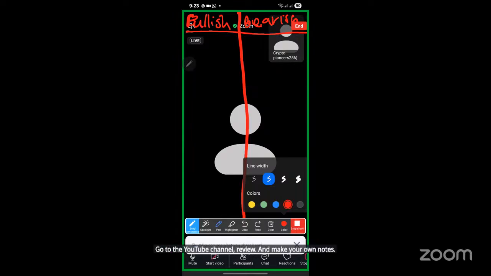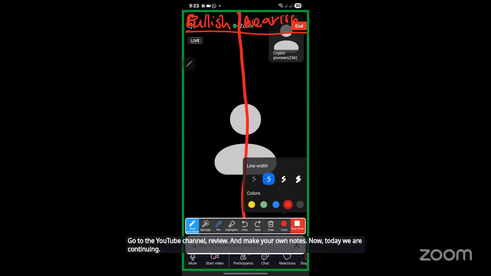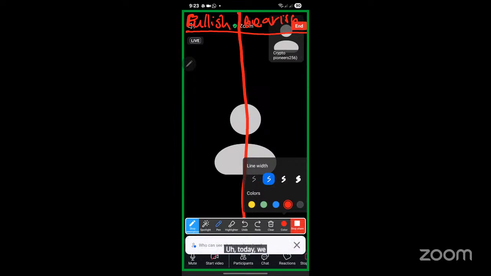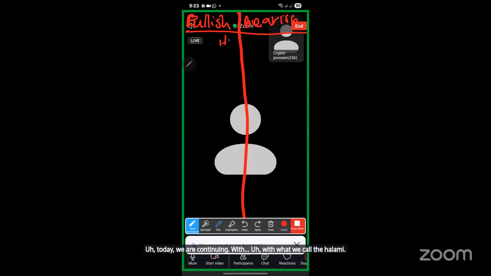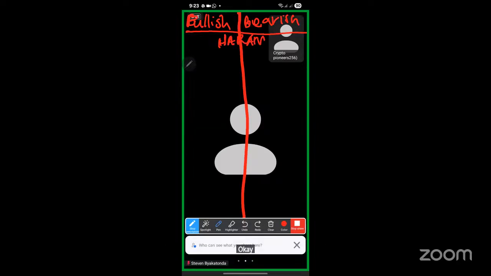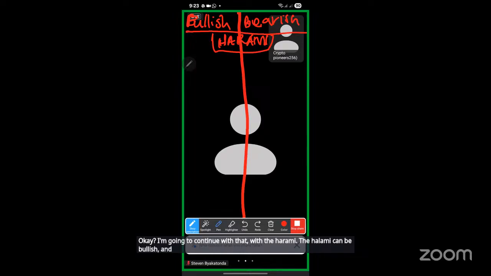Now, today we are continuing with what we call the harami. The harami can be bullish and it can also be bearish. And a harami is also called the inside bar.